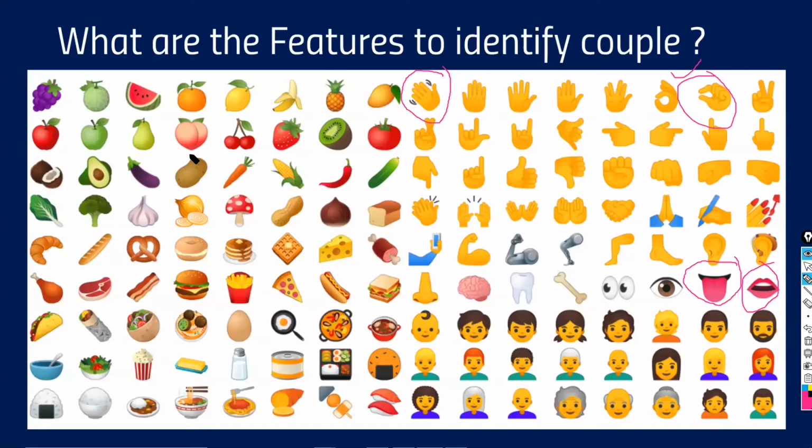And maybe some of the fruits. So this one might be there, this one might be there, and so on. Some of the fruits maybe.